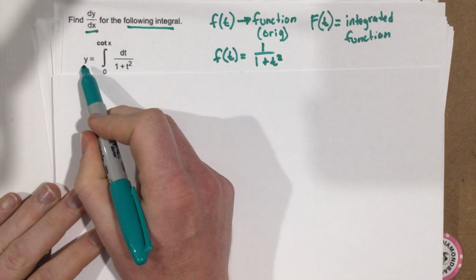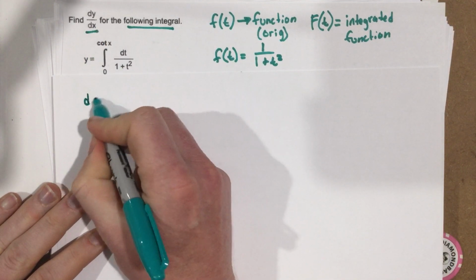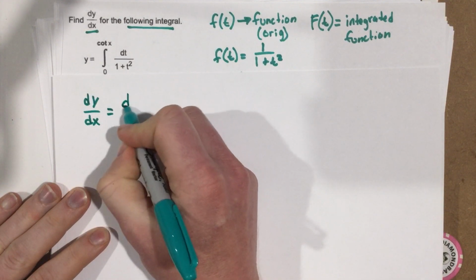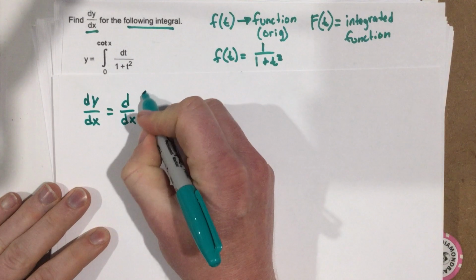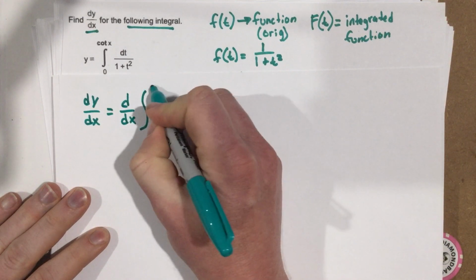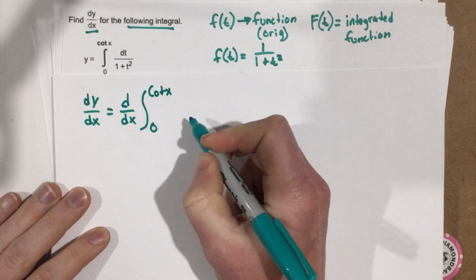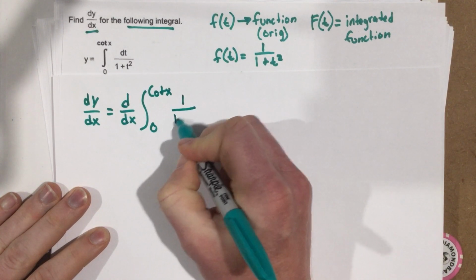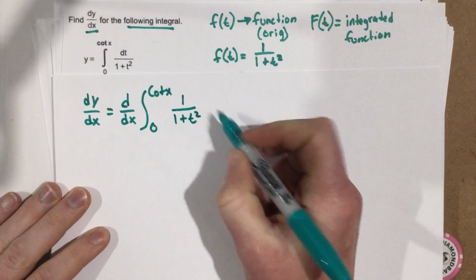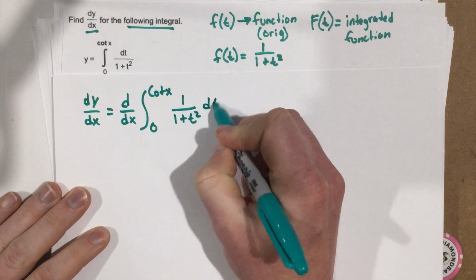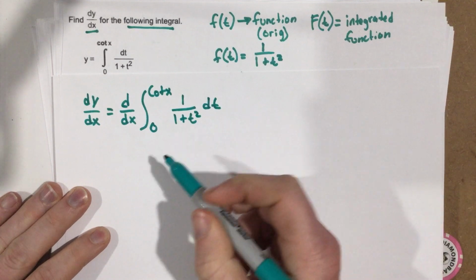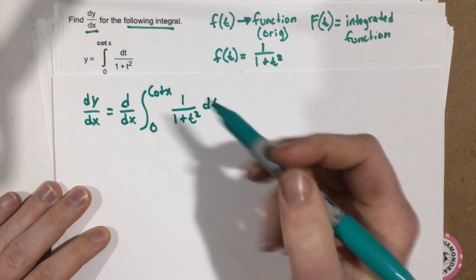So first of all, if I want to take the derivative, I'm going to say that dy over dx is going to equal d over dx of this integral from 0 to cotangent x of, and I like to write this as 1 over 1 plus t squared dt. I like to write it this way because I think it's a little confusing, especially if you haven't done a lot of problems before, the dt being written in the top.